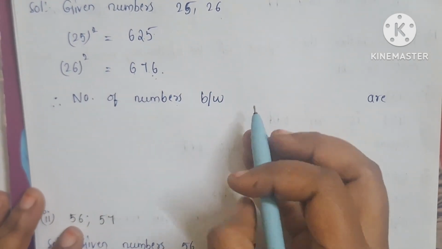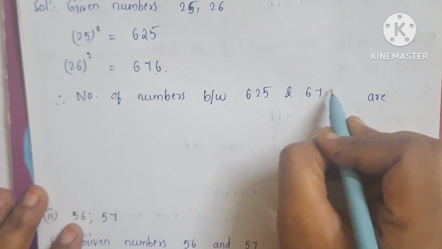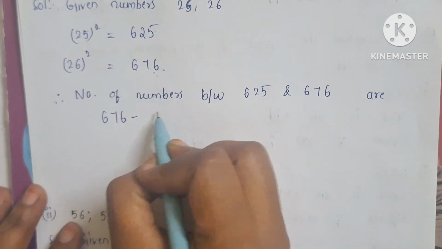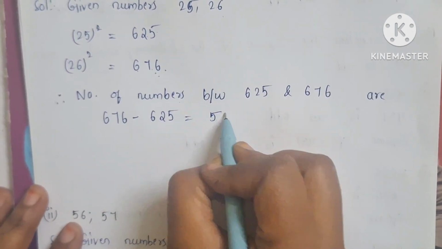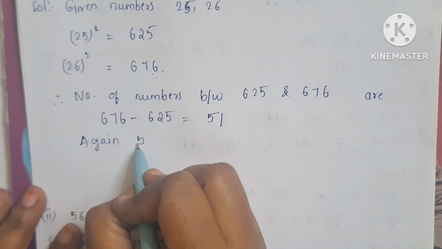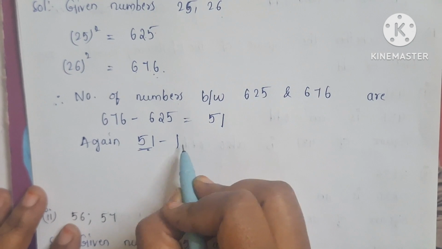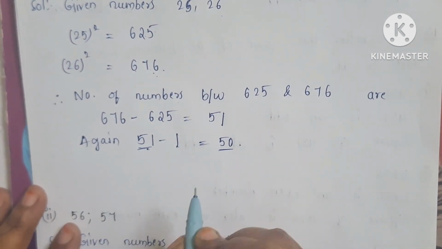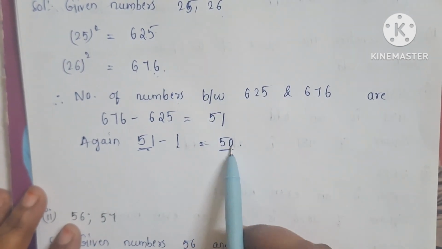Therefore, the number of numbers between 625 and 676: 676 minus 625 equals 51. Again, from that difference you need to subtract 1, that is 50. Therefore our answer is 50. The number of numbers between 625 and 676 is 50.